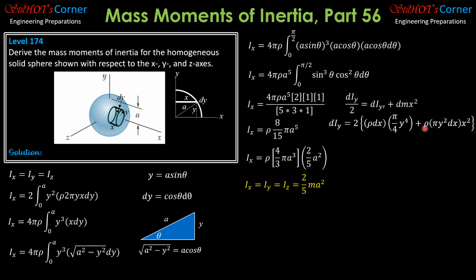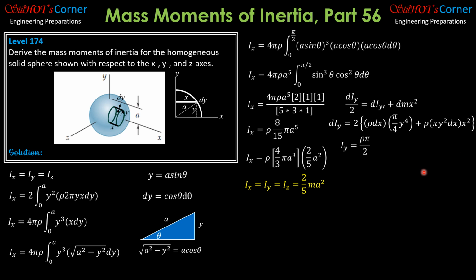Then plus differential mass, density times volume of this circular plate, which is pi radius squared, pi y squared, and the thickness is dx, remember from the preceding slides and examples. So pi radius squared dx, that's the differential volume of the circular plate. The distance between the y prime axis and the y axis is x. So that's why you have x squared here.